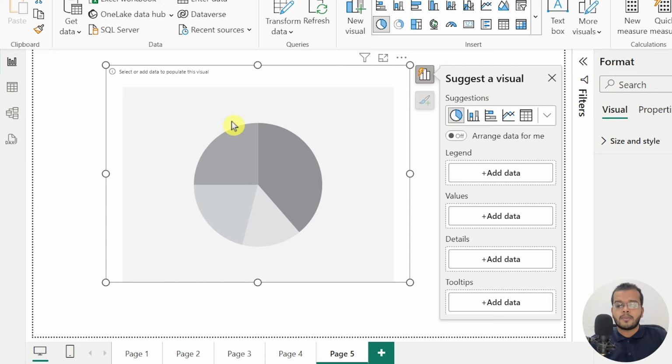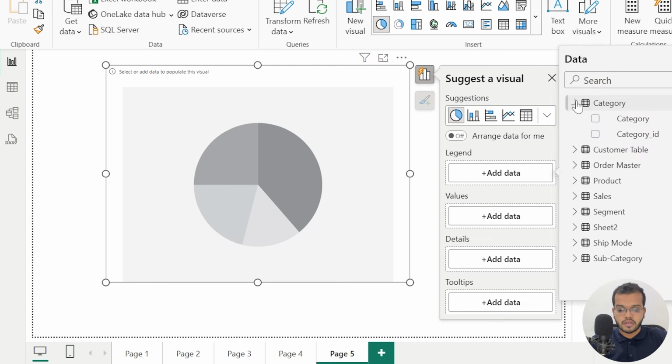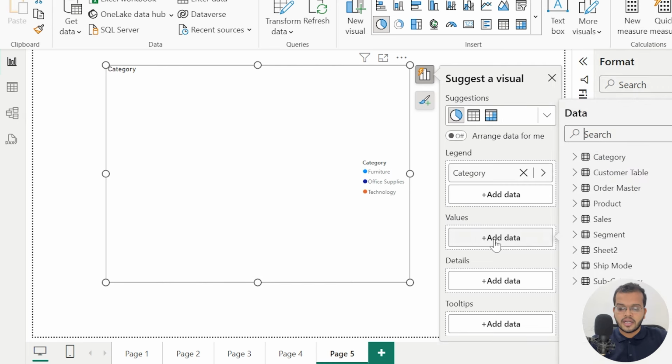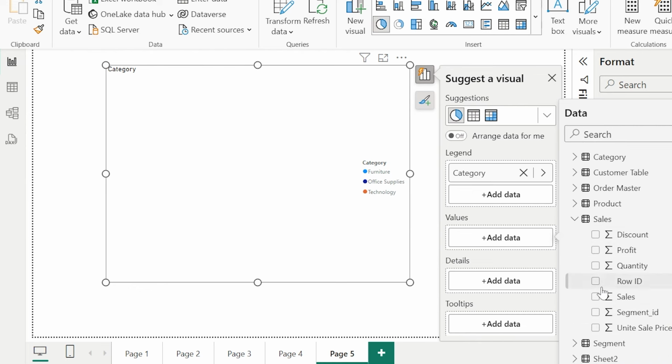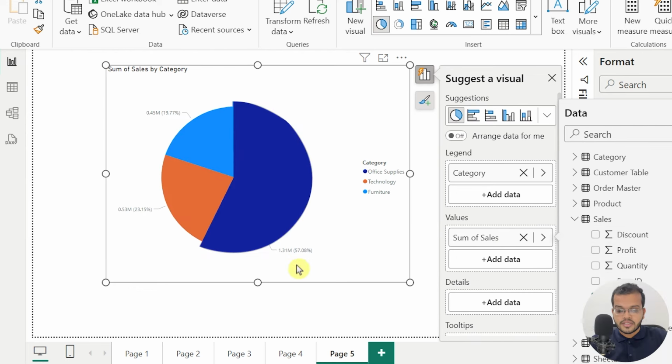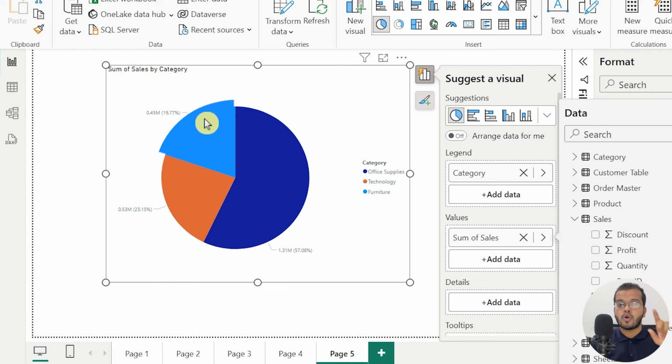So now I'm talking about a pie chart with a level of category less than 5 and the values in terms of percentages. In the legend, let me choose a category, because the level of category is less than 5 here, and in the values, since it is asking me for the values, I'll go with the sales. Okay. So we can see that 57% belongs to office supplies, 23.15% is technology, and 19.77% is furniture, which is overall 100%.